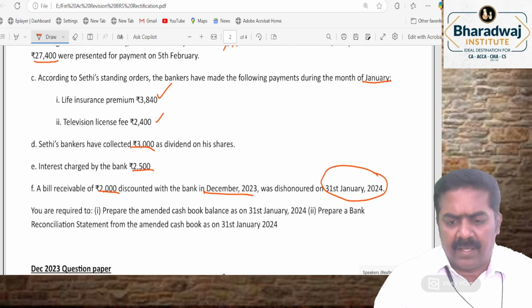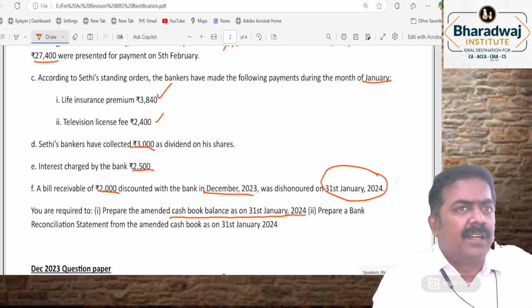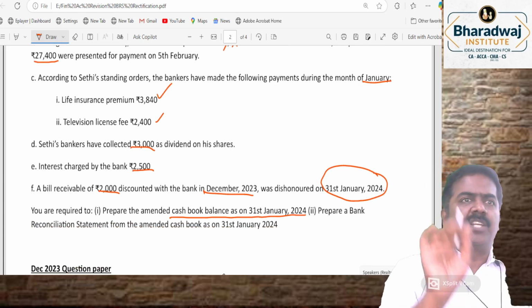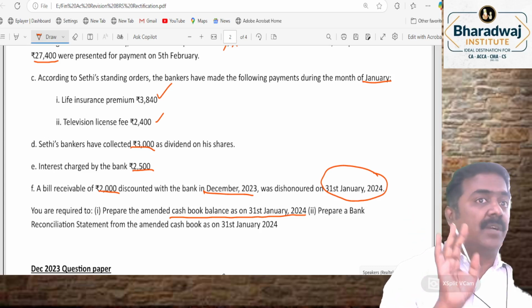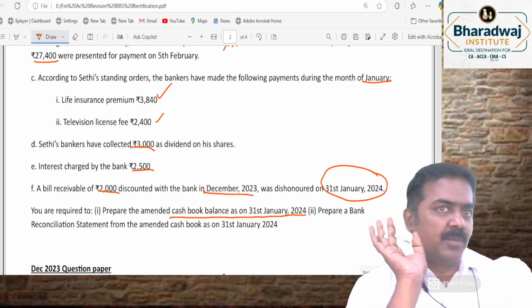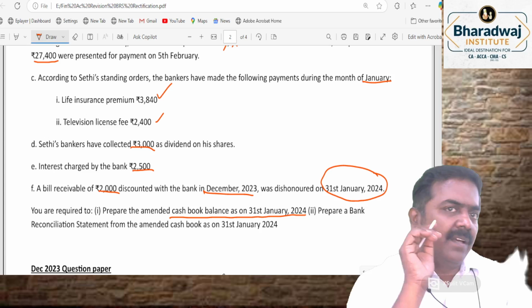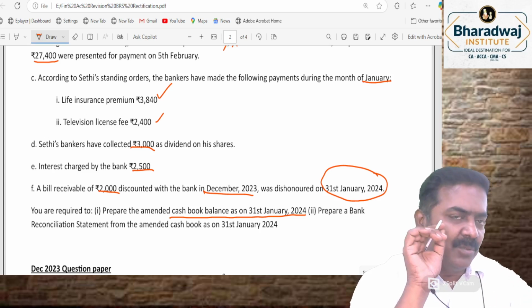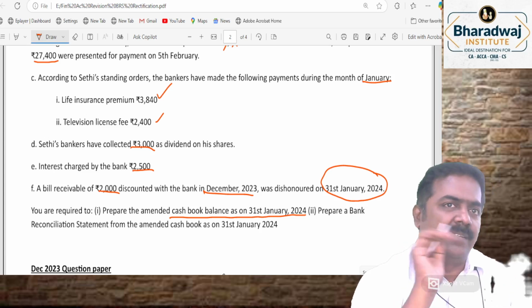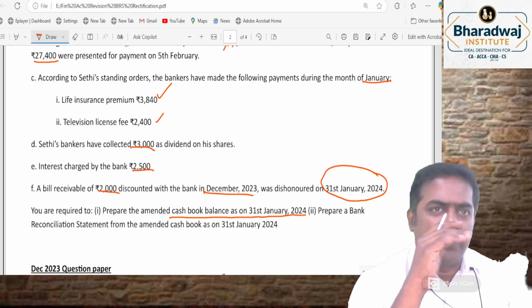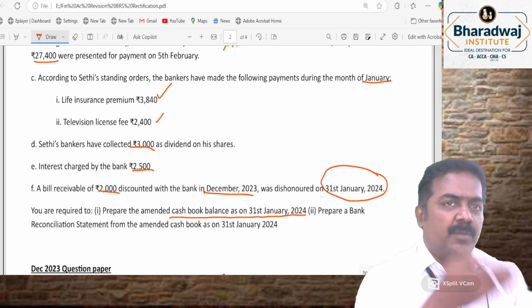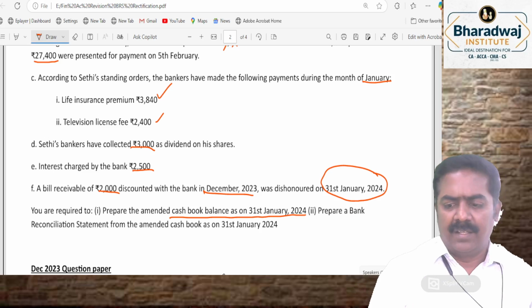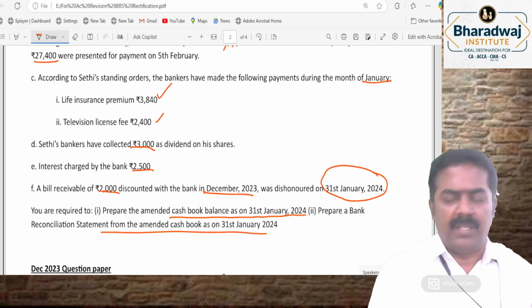Prepare amended cash book, they have asked. What is it? Amended cash book means actual transactions omitted in the cash book will be recorded. Which means they would have recorded in passbook, we omitted them in cash book. That will be recorded. Thereafter, we have to prepare which one? BRS.